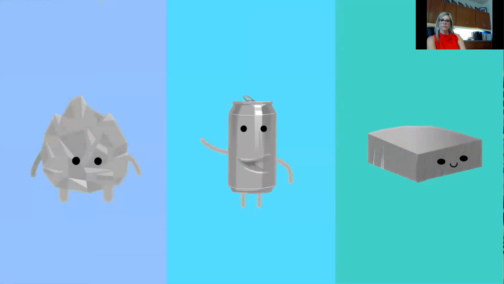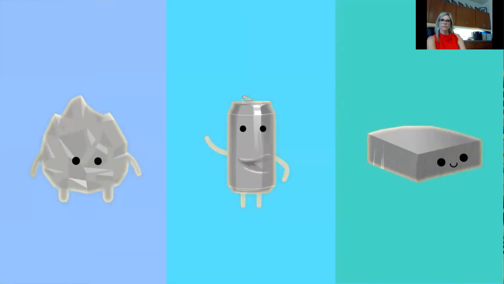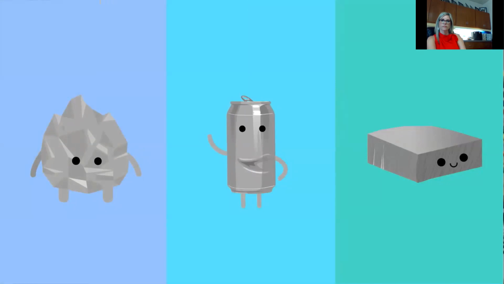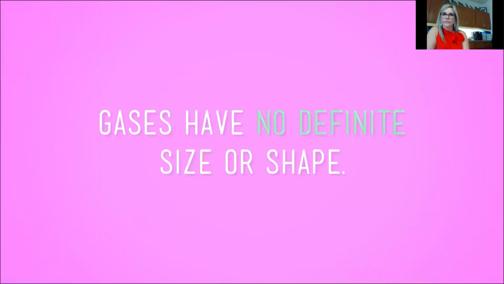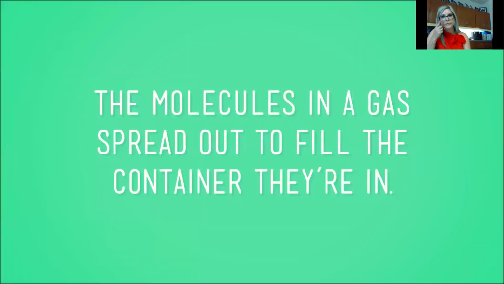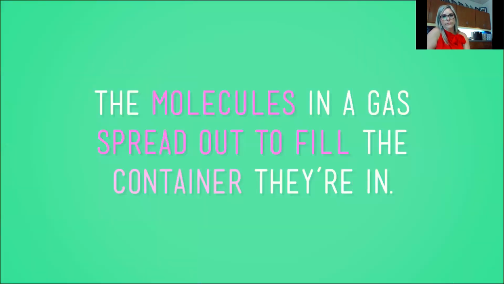If we think back to our lunch investigation, we know that metals are good conductors of heat and electricity, and metals are often silver or gray in color. Let's try another substance. What are some properties of gases? Let's think way back to some of our first videos. When we talked about gases, we learned that gases have no definite size or shape. The molecules in a gas spread out to fill the container they're in. Gases are usually transparent, too.